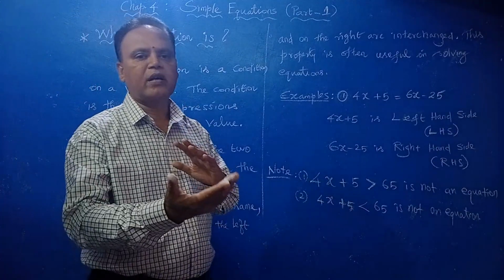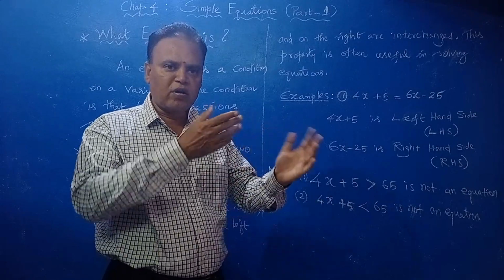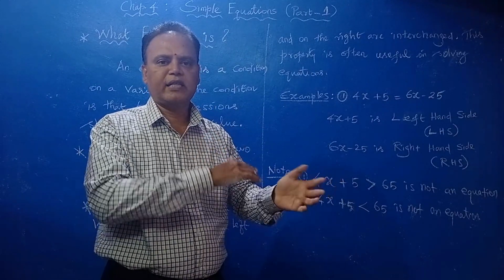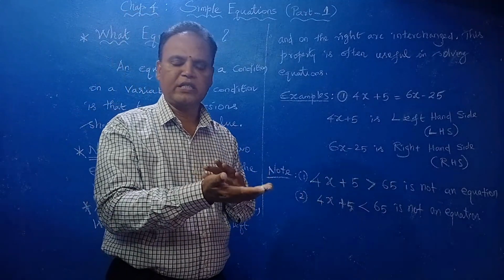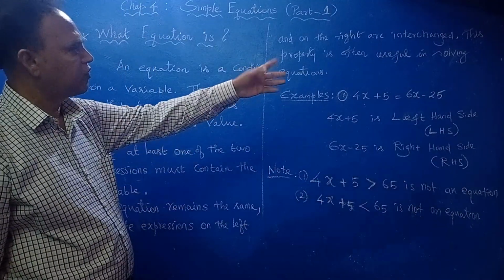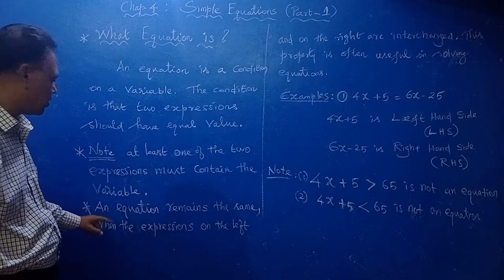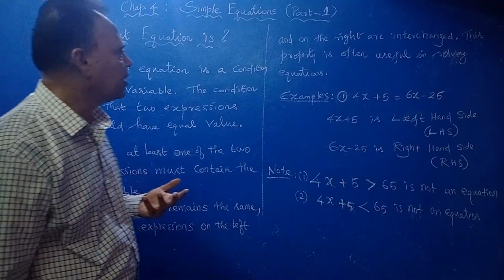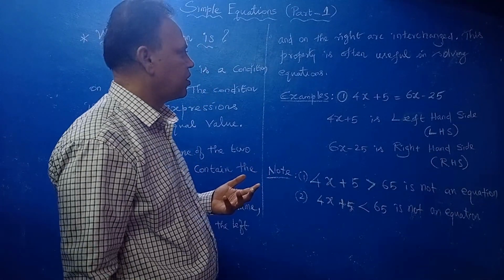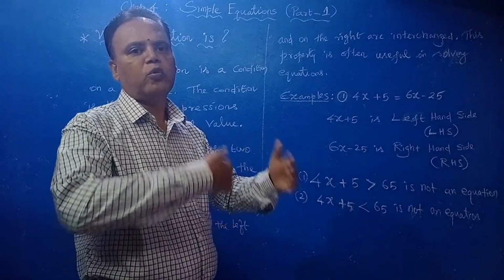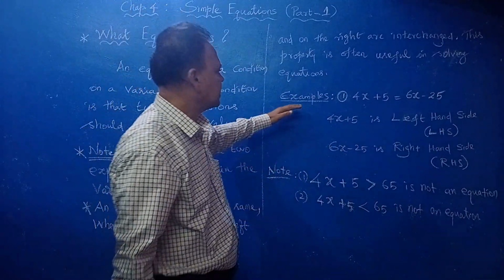You can take the left hand side expression to the right hand side, or the right hand side expression to the left hand side. Clear? Anyway, you can interchange. So this property is often useful in solving equations. This property is very important. While solving, we will use that property on taking right hand side to left hand side or left hand side to right hand side. You see the examples.